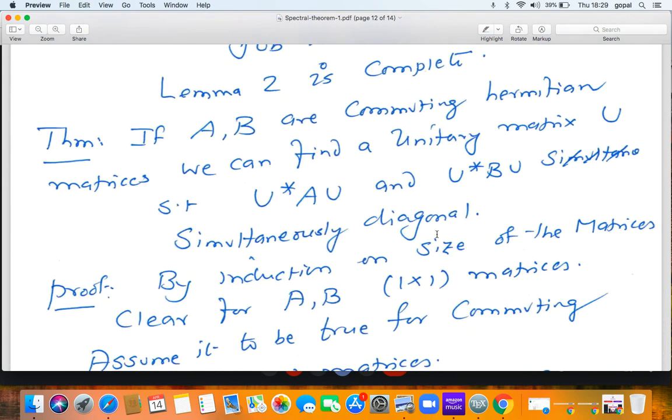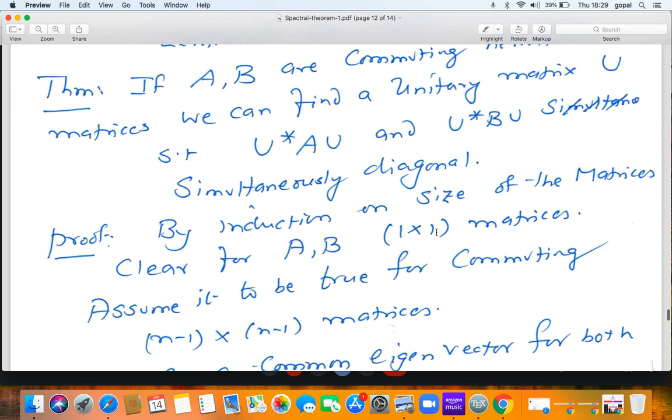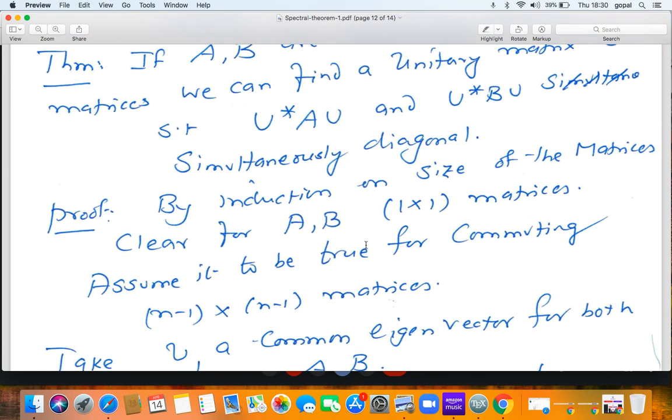If A and B are commuting Hermitian matrices, we can find a common unitary matrix U such that U star AU and U star BU are simultaneously diagonal. The proof is by induction as usual. The case of one cross one: if A and B are 1 cross 1 matrices, they're already diagonal, and so the requisite U is simply the 1 cross 1 identity matrix. So the inductive base, the case for 1 cross 1 matrices, is completely trivial.